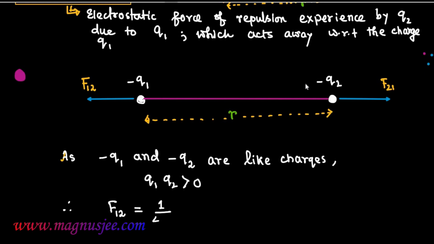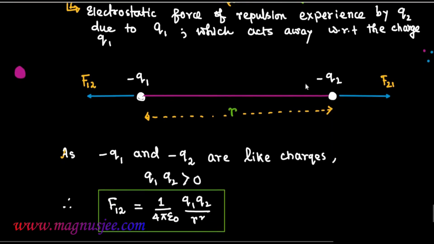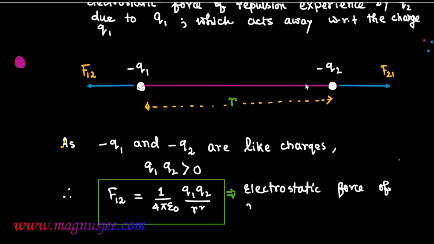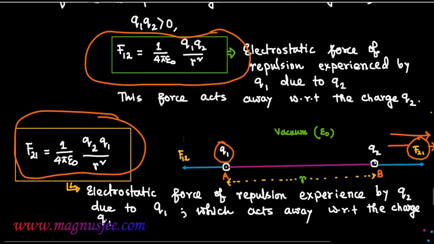Therefore, F12 equals 1 by 4 pi epsilon 0 q1 q2 divided by r square. Here we did not use the sign of the two charges in the expression of force. That is the electrostatic force of repulsion experienced by the point charge minus q1 due to the other point charge minus q2. Here F12 equals 1 by 4 pi epsilon 0, it should be q2 q1 divided by r square.